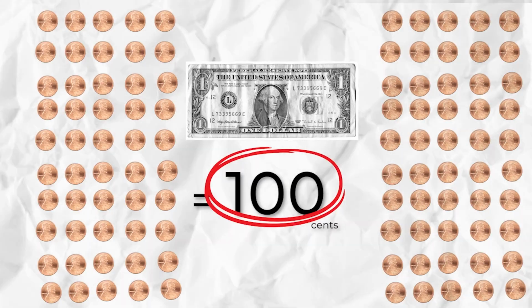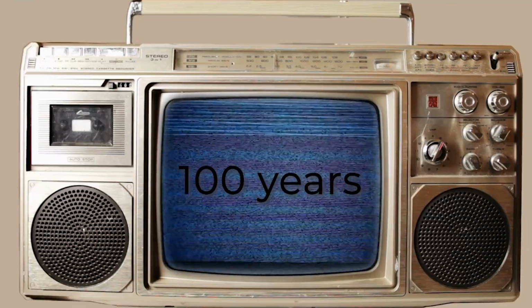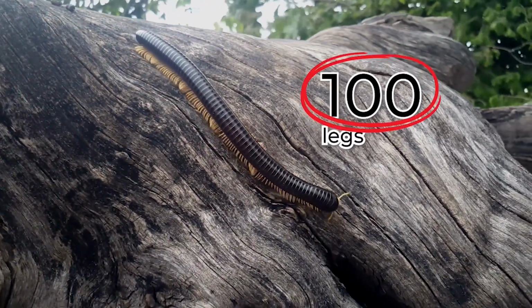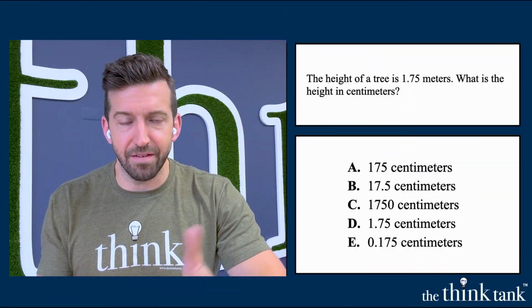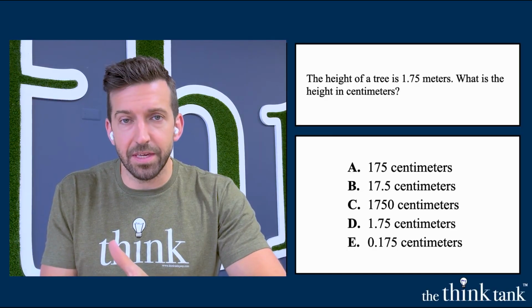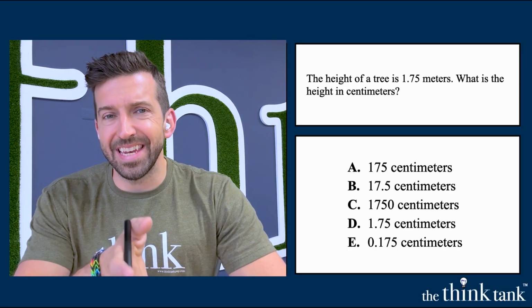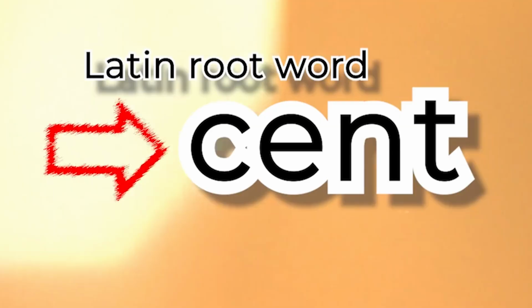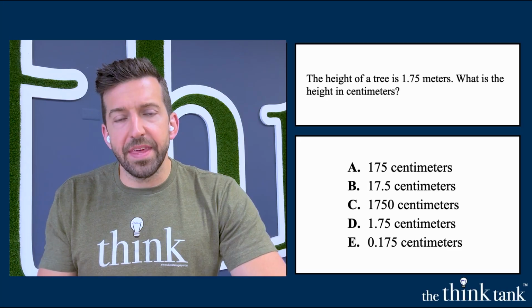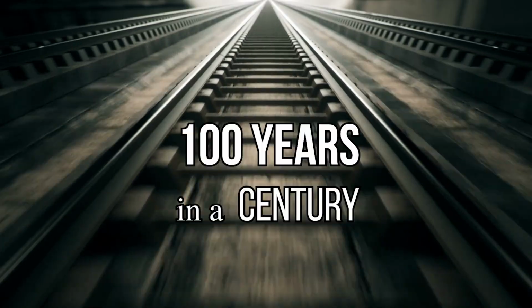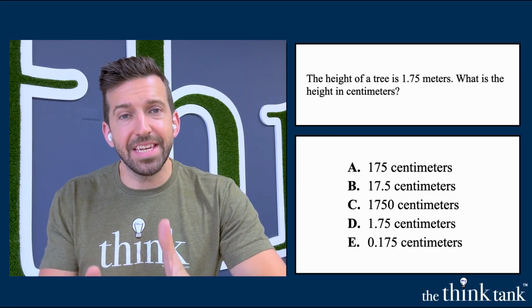100. How many years are in a century? 100. How many legs does a centipede supposedly have? Supposedly it has 100. I mean, I think they have somewhere between 30 and 40, but supposedly a centipede has 100 legs. Okay, so you get my point here. A cent, C-E-N-T, that's the Latin word for 100. So when I think about centimeters, think about cents in a dollar or years in a century. It's 100. Cent means 100.